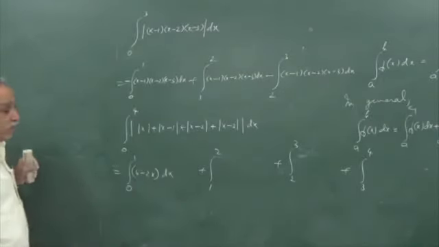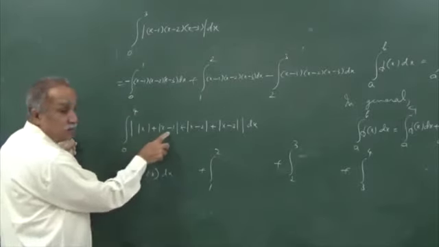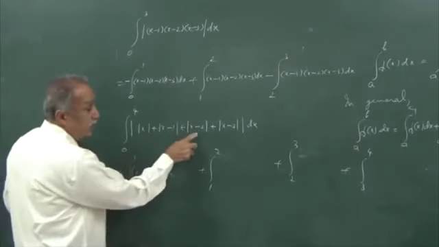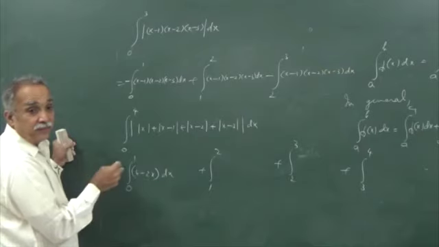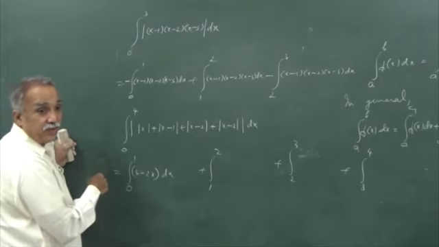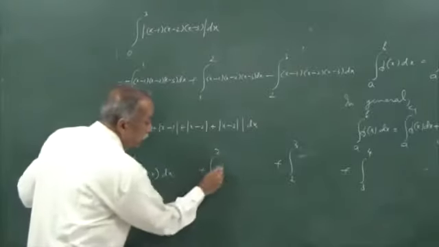Agreed? In the interval 1 to 2, this is x minus 1, this is 2 minus x, this is 3 minus x. Agreed? Yes. It will be simply 4. Mod 4 is 4.